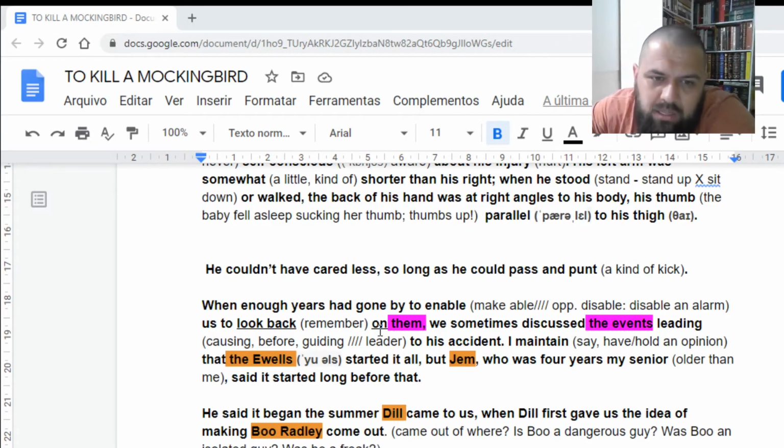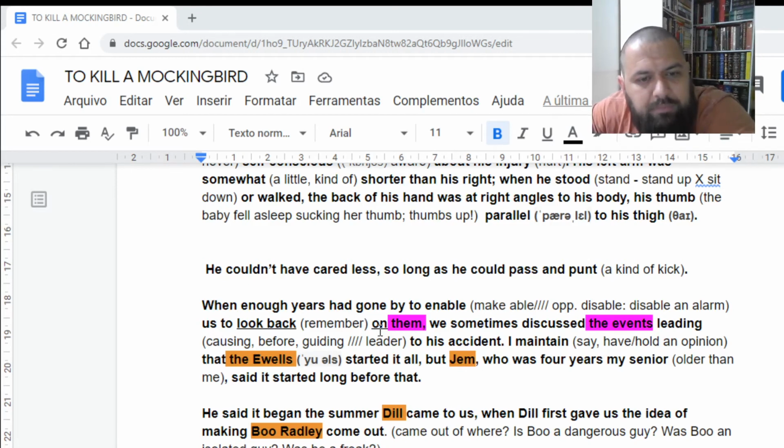I maintain that Ewells, remember this is how we read that phonetic transcript you have there, Ewells, started it all. But Jem, who was 4 years my senior, he was 4 years older than me, you can see there, said it started long before that. Remember, we don't know so far who the Ewells are, right? Because as I commented in class, we got the conversation in the middle.